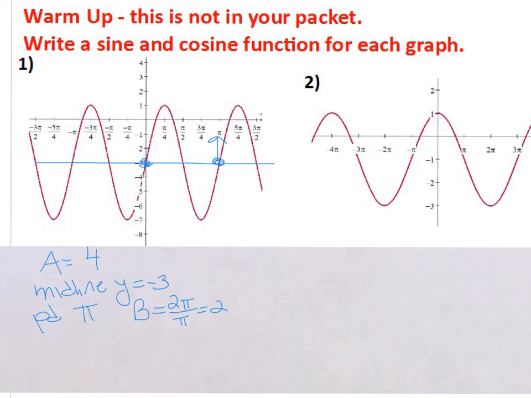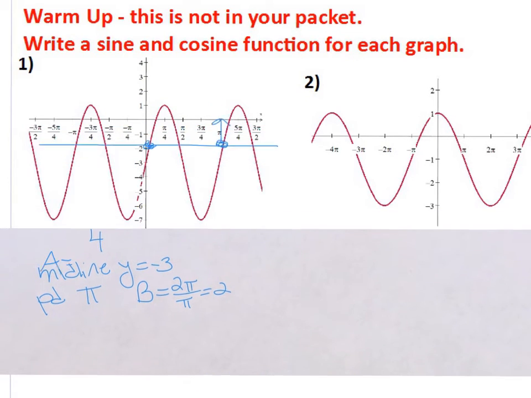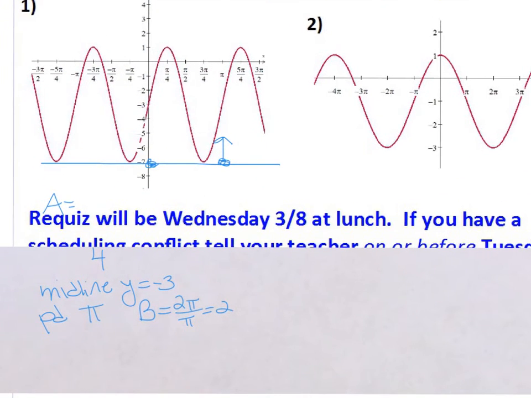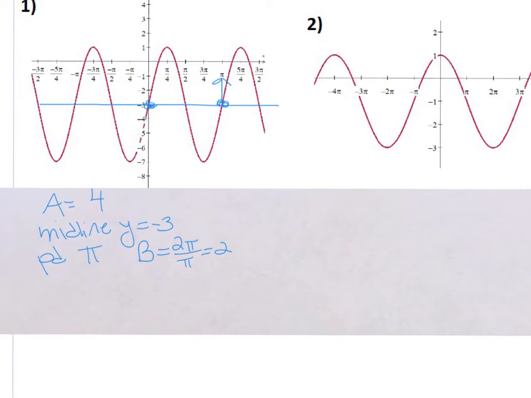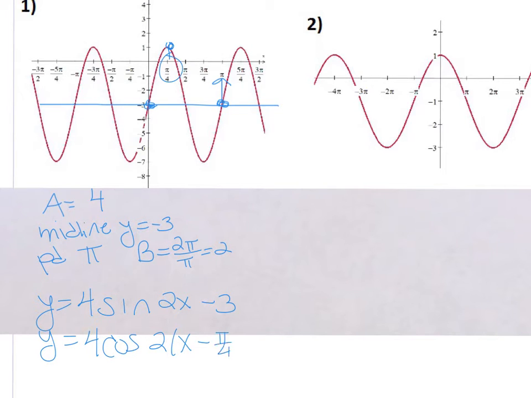And now I can write my two equations. So I'll start with the sine graph because there's no horizontal shift. Then I'll do the cosine. Here's a maximum, so that's 4. Move to the right, pi over 4, and down 3.